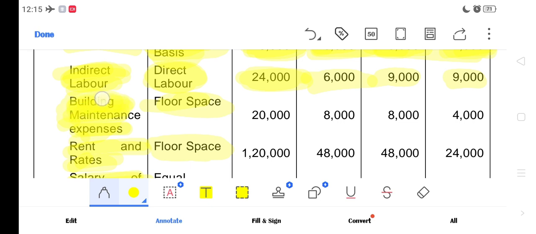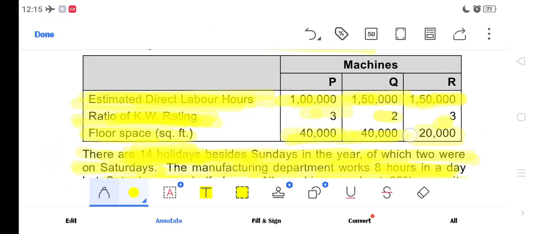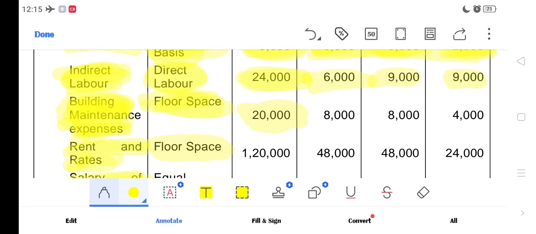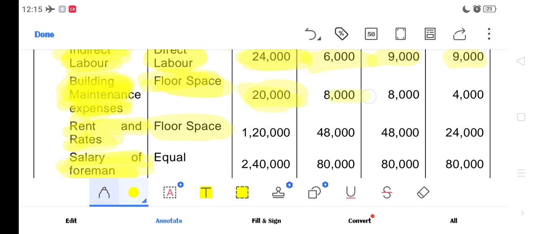Okay, now building maintenance expenses upon floor space only, we are taking. So building maintenance expenses are 20,000, it seems, in the question they have given. So what is the floor space they have given? It is 40, 40 and 20. So what is this ratio? 2 is to 2 is to 1 only, no? So directly you can see this. So building maintenance expenses in 2 is to 2 is to 1 ratio, you are going to do it for P, Q and R. And rent and rates also on floor space, which is 2 is to 2 is to 1. So 1 lakh 20 you are going to apportion in the 2 is to 2 is to 1 ratio.